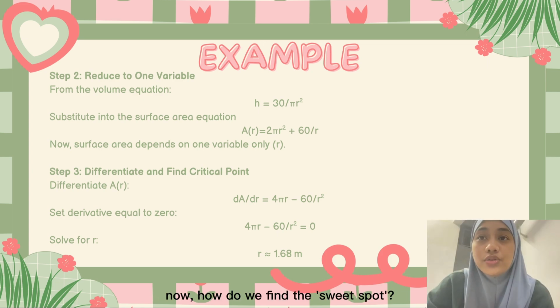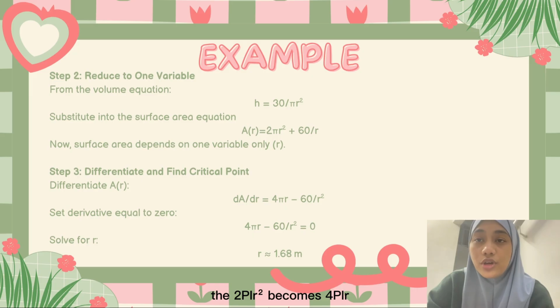Now, how do we find the sweet spot, the absolute minimum? We look for where the slope of the curve is 0. We take the derivative. The 2 pi r squared becomes 4 pi r, and the 60 per r becomes negative 60 per r squared. We set the whole thing to 0 and solve for r. After a little algebra, we find our perfect radius is approximately 1.68 meters.